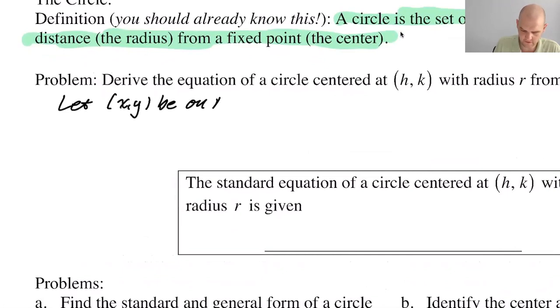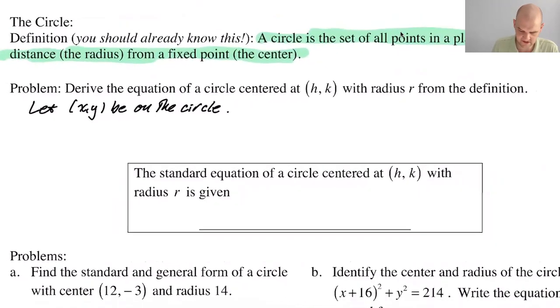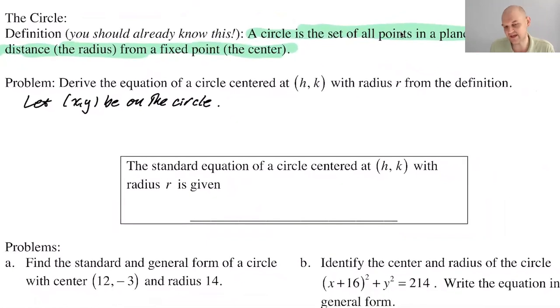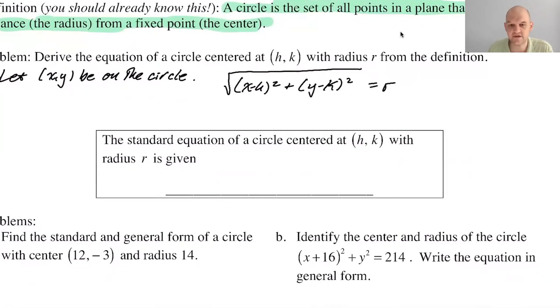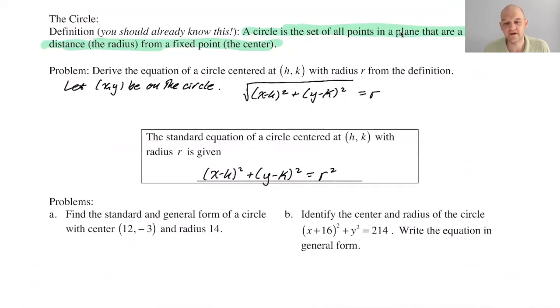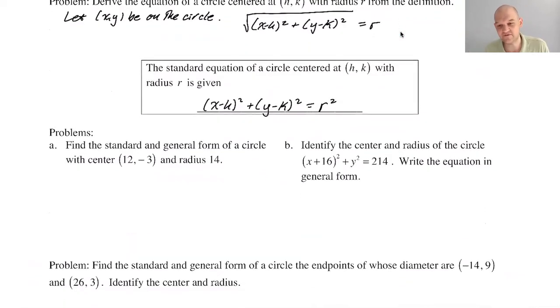Let's let (x, y) be on the circle. So this will be a point on the circle. And then the distance between (x, y) and the center, (h, k), has to be a fixed number, the radius. So the distance is going to be the square root of (x minus h) squared plus (y minus k) squared, and that's that fixed number r. Then what you do is just square both sides. And there you have the equation of a circle. They're very straightforward. So this will be (x minus h) squared plus (y minus k) squared equals r squared. And that's all there is to it. So that's pretty good. Now let's see if we can use it for a couple of problems.